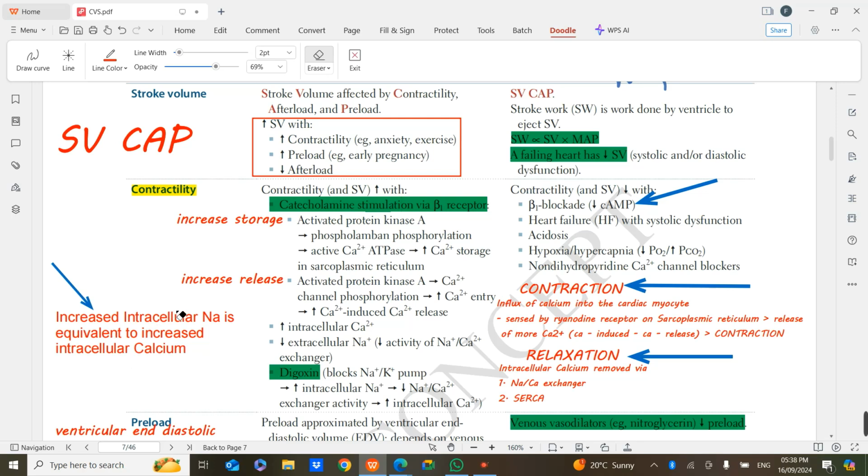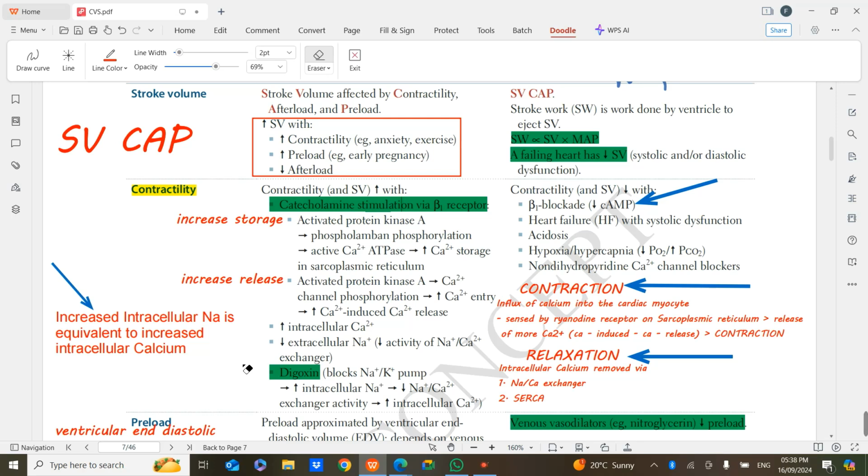So if the question says that extracellular sodium is low, definitely intracellular will be high. If that is the case, intracellular calcium also will be high, and that will cause increase in contractility. Very simple and straightforward. How can I also make intracellular sodium to increase? Let me block sodium-potassium pump.